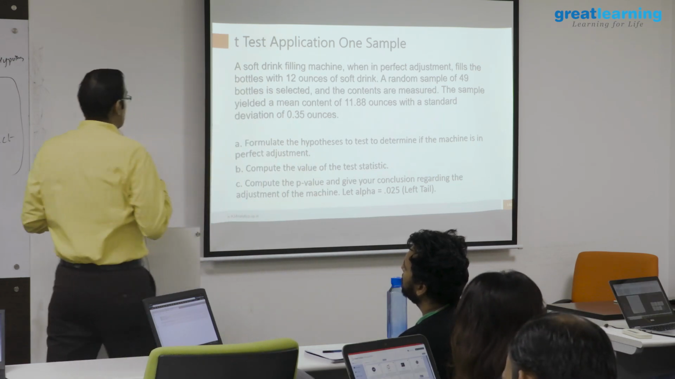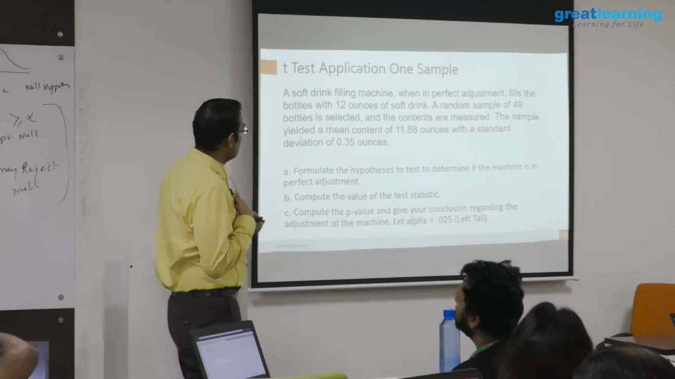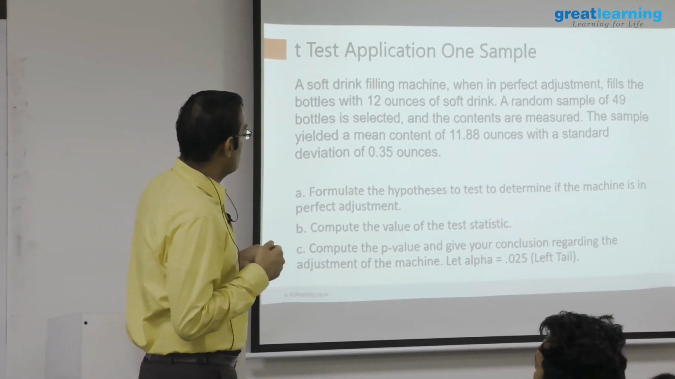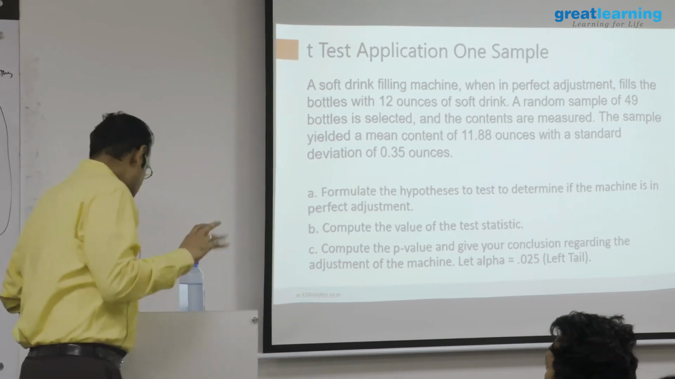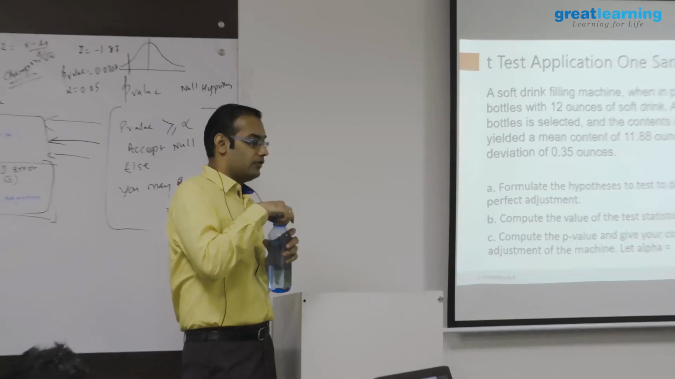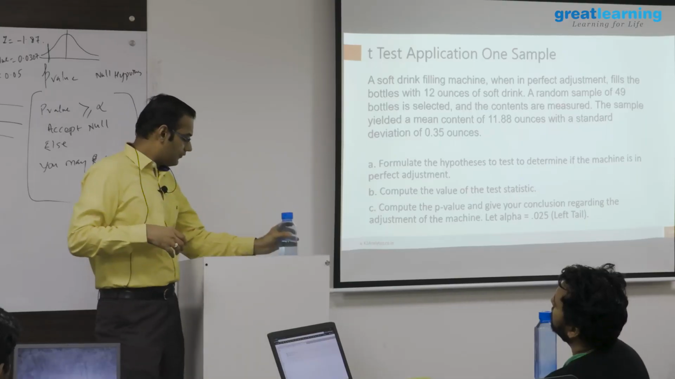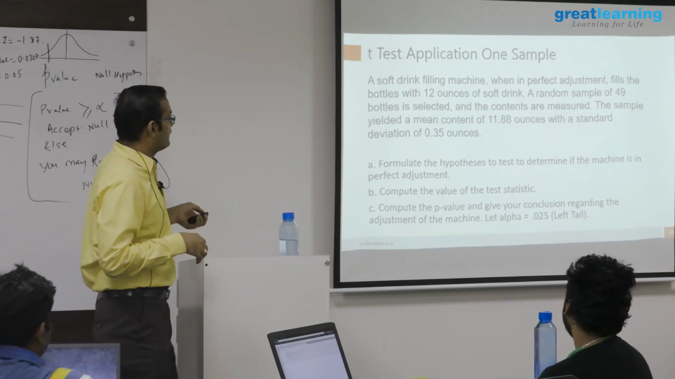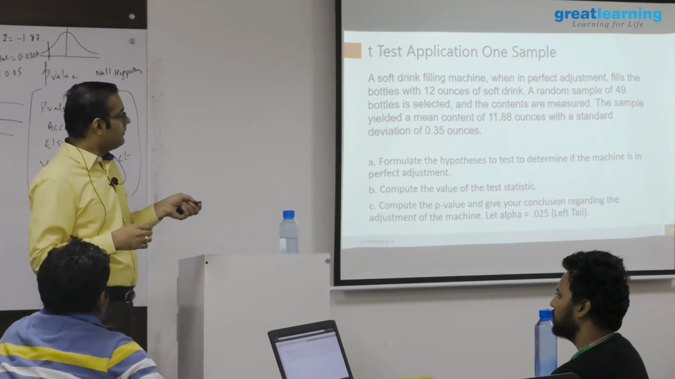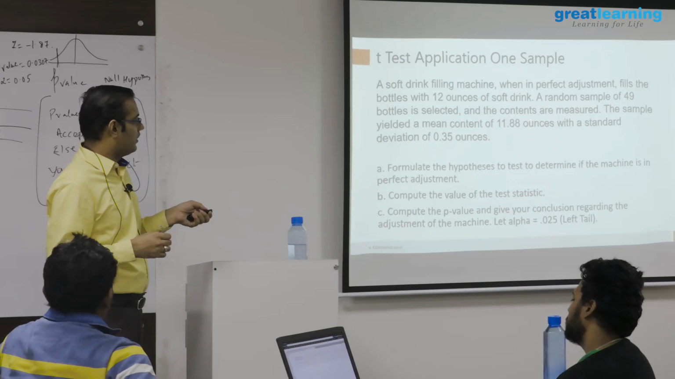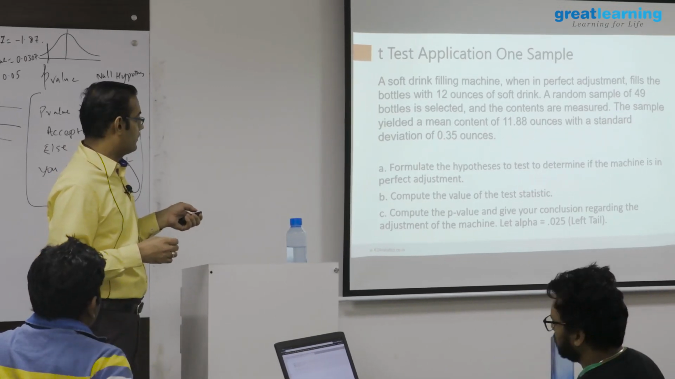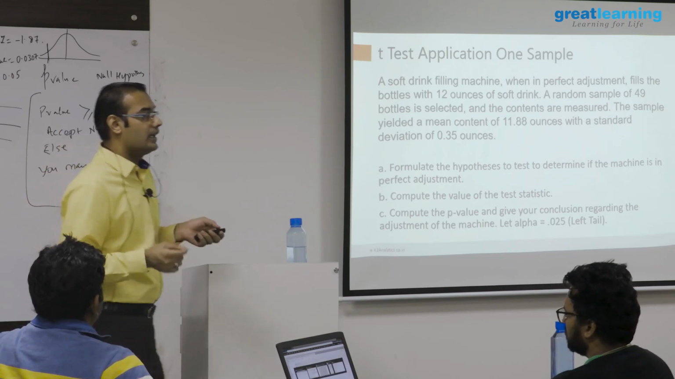So let's take the first example. A soft drink filling machine which is in perfect adjustment fills bottles with 12 ounces of soft drink. If the machine is properly configured, it has to fill 12 ounces of soft drink. A random sample of 49 bottles is selected and contents measured. The sample yielded a mean of 11.88 ounces with a standard deviation of 0.35 ounce. Formulate the hypothesis.